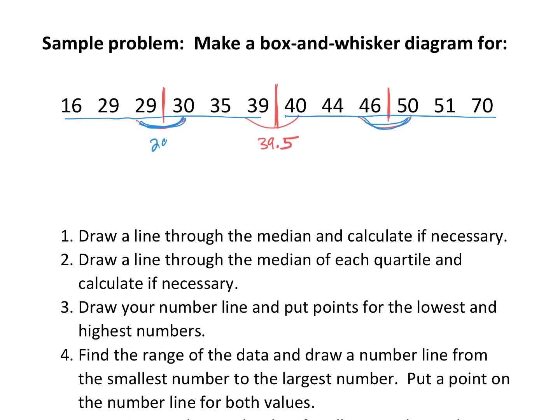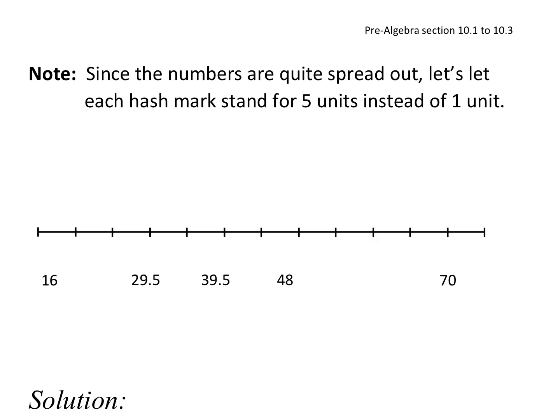So this one is going to be 29.5. And this one, if I add 46 and 50, I get 96. So the middle of that, the average of that, is 48. And then also I need my lowest number and my highest number, and these are the 5 important points for my box. So let's go down to our graph. Now in this case, since the numbers are quite spread out, we're going to label our axis going by 5s. So this would be 15, 20, 25, 30, and so forth.